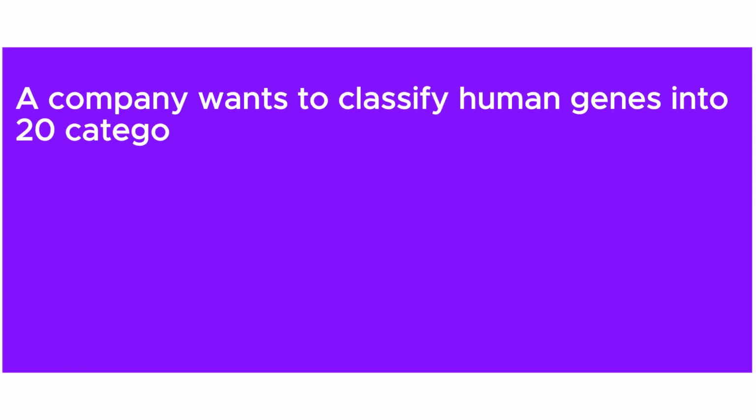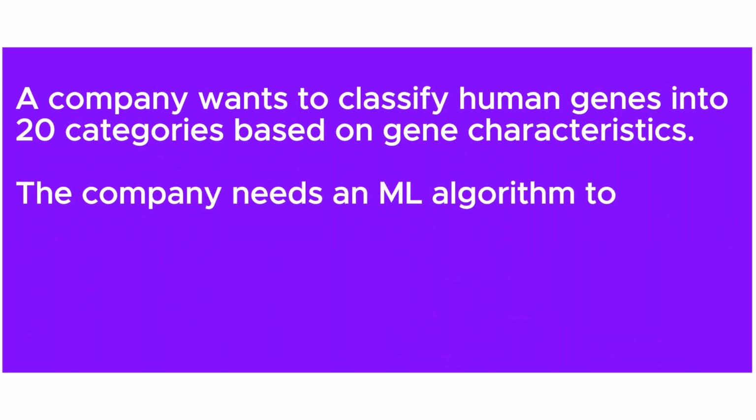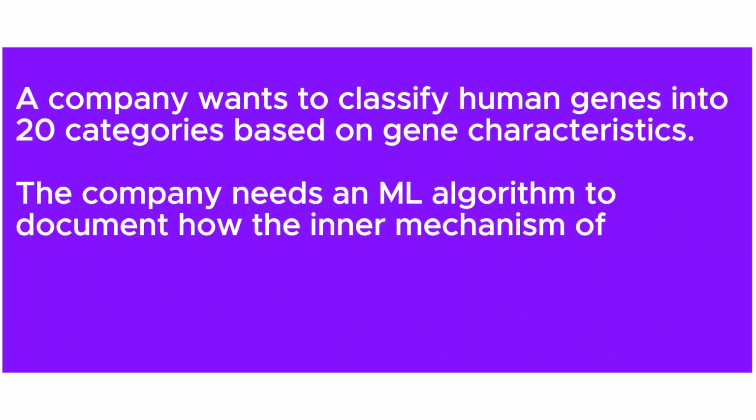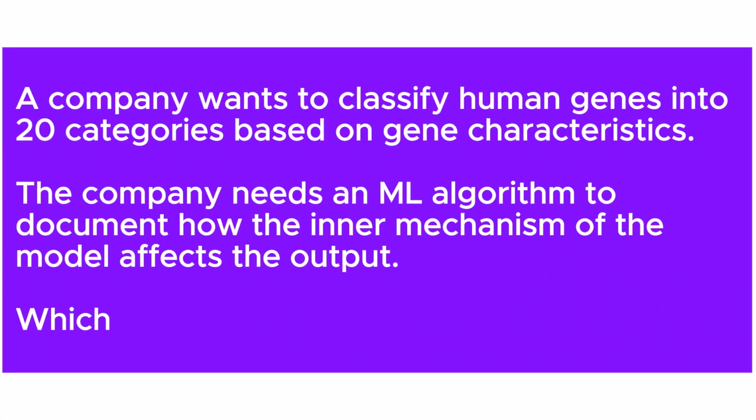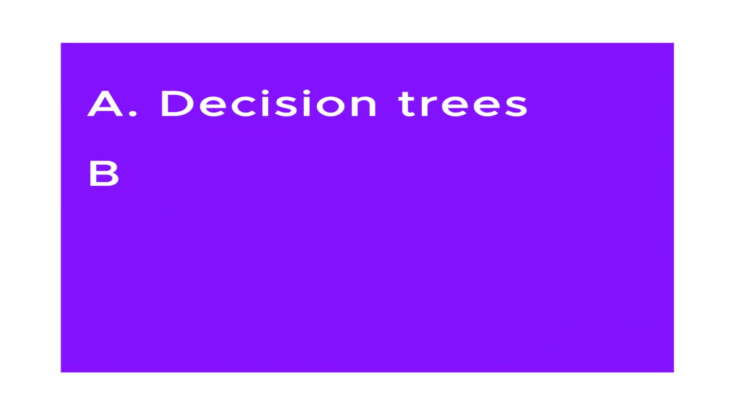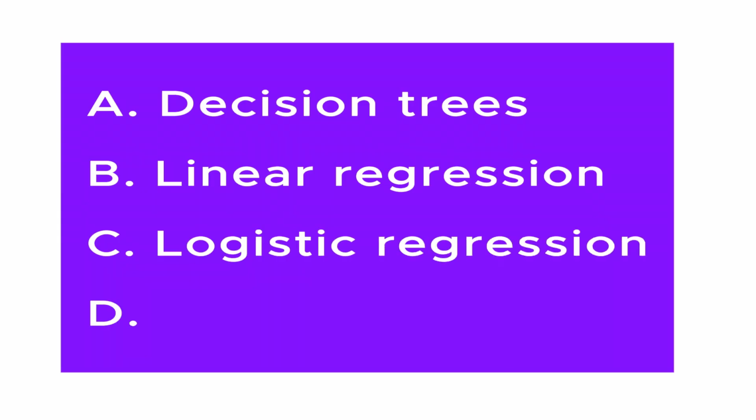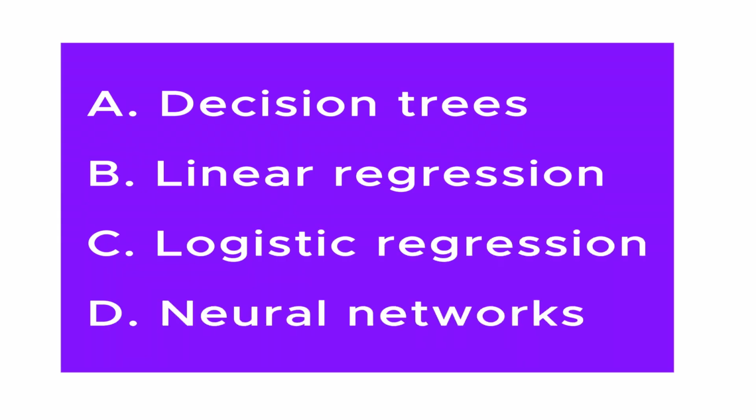A company wants to classify human genes into 20 categories based on gene characteristics. The company needs an ML algorithm to document how the inner mechanism of the model affects the output. Which ML algorithm meets these requirements? A. Decision trees. B. Linear regression. C. Logistic regression. D. Neural networks. Correct answer is A. Decision trees.